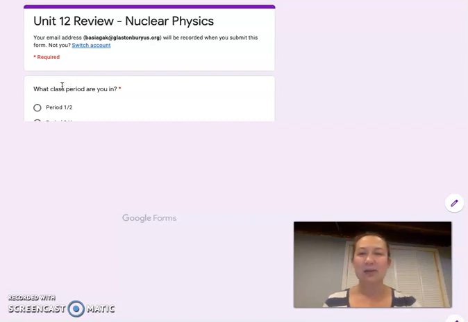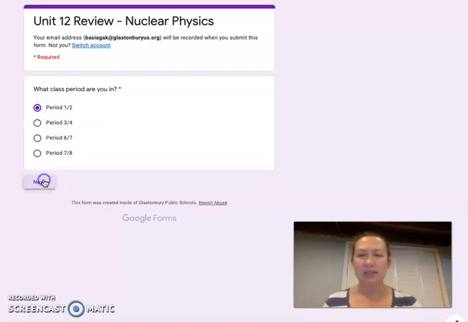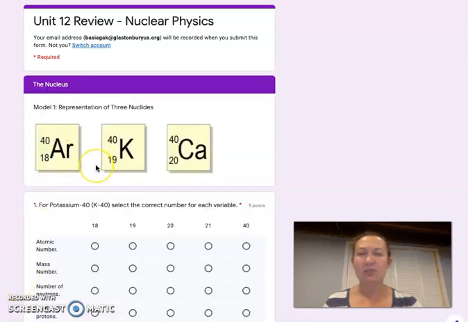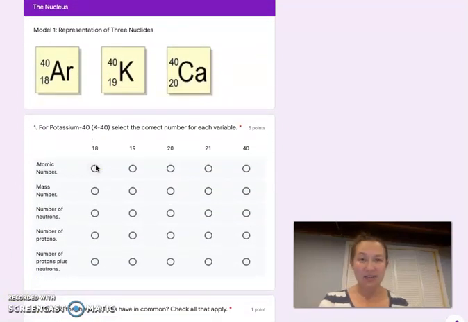So let's get started. Model 1, so please write this down. Representation of nuclides. The nucleus. For this, you should be able to determine, based on the chart or the representation, the atomic number, the mass number, number of neutrons, number of protons, and number of total nucleons. Now notice that this is just for potassium-40.